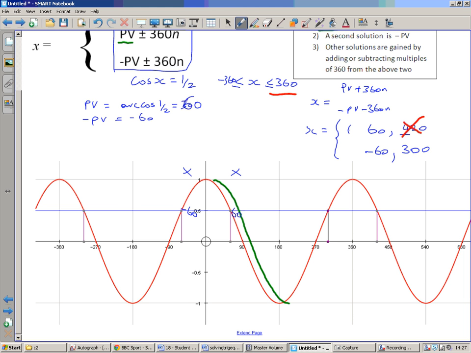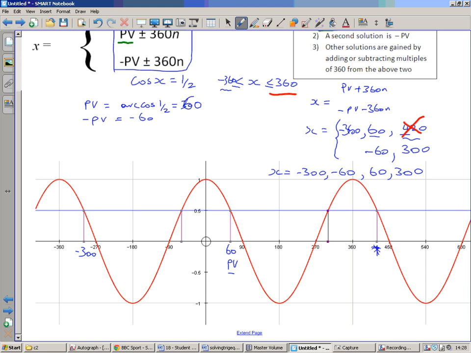Well, no, because I've got another solution of 60, which is here, and if I take away 360 from this solution, I get minus 300. Minus 300 there. So my solutions are x equals minus 300, minus 60, 60, and 300. We can see them on the graph here again. We've got the 60 degrees that the calculator gives us, the principal value. If we added 360 to that, we get this one, but we weren't particularly interested in that one, the 420. If we took away 360, we get this one, which we were interested in, that's our minus 300.